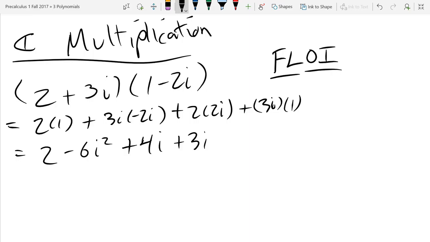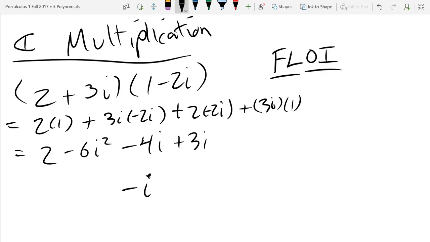Are there any algebra questions with the steps I have on the board? Wouldn't it be minus 4i? Yes, that should be a negative, negative 4i. All right, so I can combine like terms. So we got negative 4i plus 3i. That is minus 1i, or just minus i.